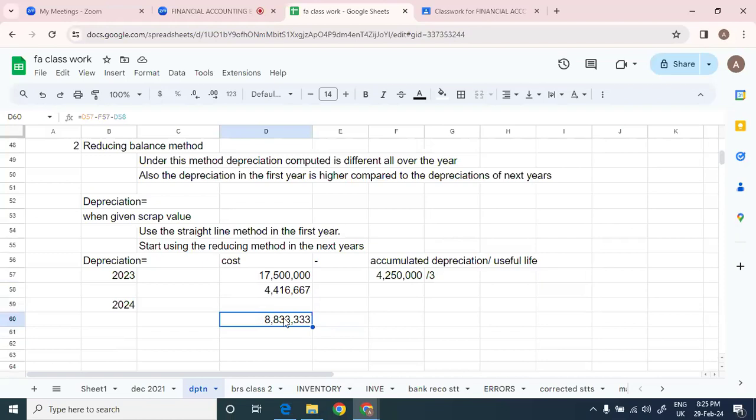You're getting the 17.5, minus the accumulated depreciation, this accumulated depreciation, this one and this one. Total depreciation for 2 years. So the total depreciation for 2 years, it is this one and this one. So we get 8,833, then 333. Are we together? Yes.